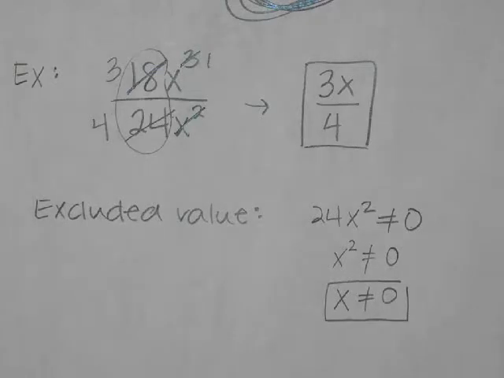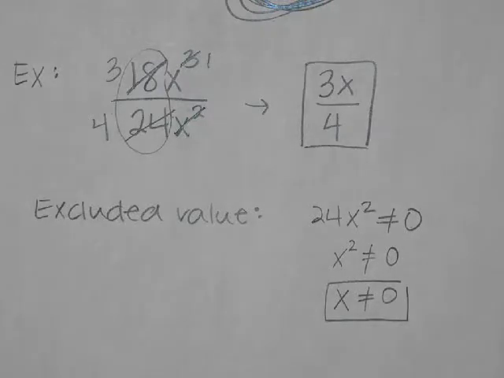Make sense? How are your brains feeling? The excluded values are kind of weird. So what are we basically doing today? Factor, cancel. Would you agree with that? If we were to sum up today in 2 words, factor, cancel. Make sense? Yeah. Factor, cancel.